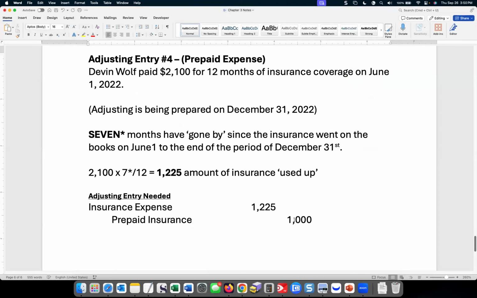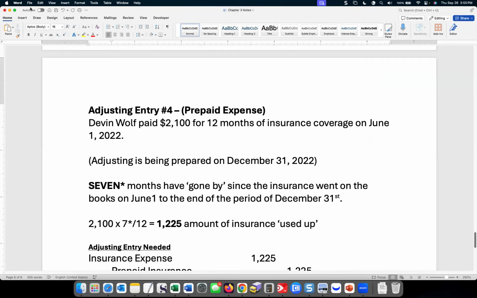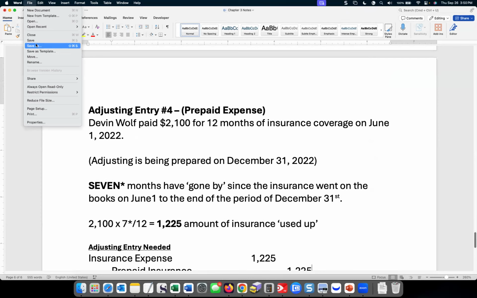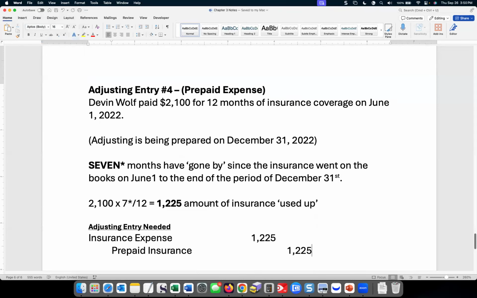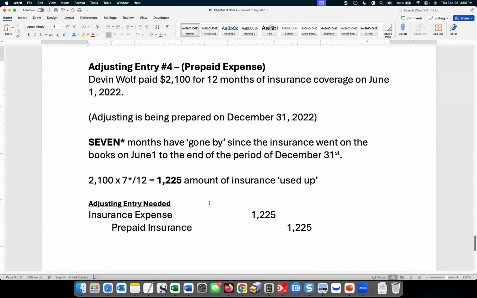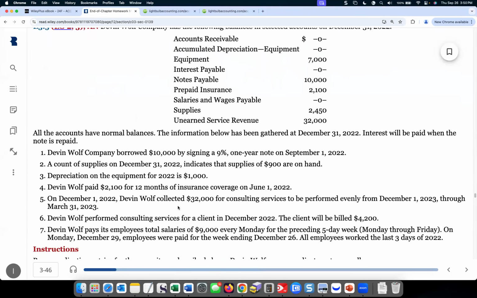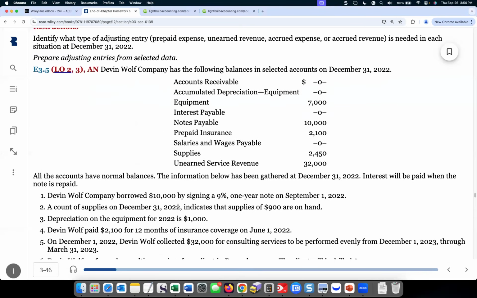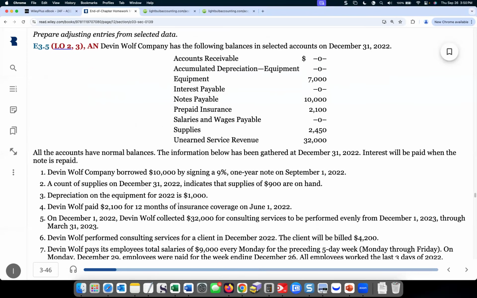And then there we go. So you debit insurance expense, you credit the prepaid insurance account. All right. So this is what I want to do. When we get together next Tuesday, I'm going to finish this problem. We've got like 3 more things to do in there. So we will finish this problem.